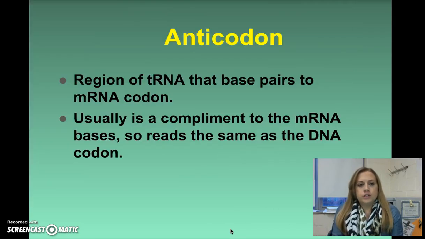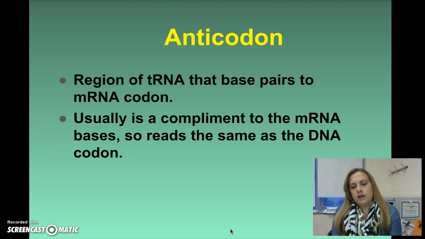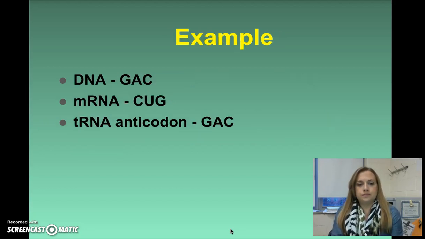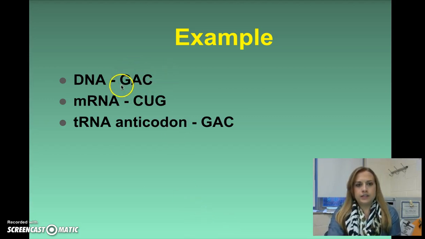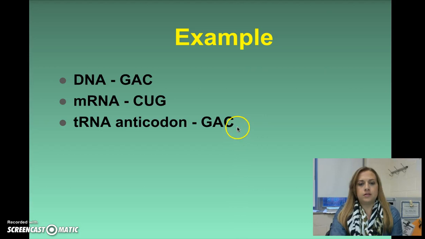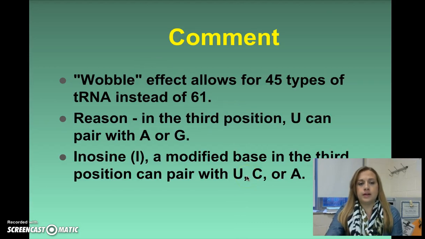So the anticodon is the region of tRNA that base pairs to the mRNA codon, and it's going to be a complement to the mRNA bases. So it's usually going to read the same as the DNA codon. I say usually because there's going to be a couple differences. The big difference is that anywhere where you see in DNA a thymine, in the RNA you're going to see a uracil. So here's your example: the DNA triplet or codon would be GAC, the corresponding mRNA codon would be CUG, and then the tRNA anticodon would then be GAC. So it is actually the same as that DNA triplet.